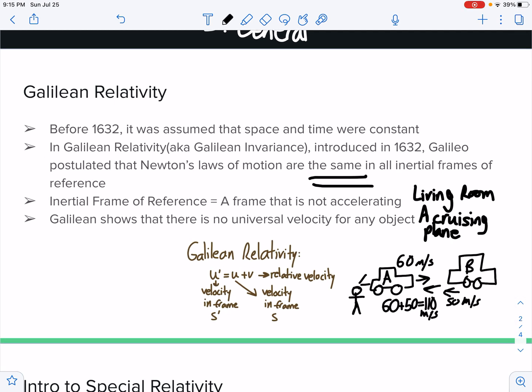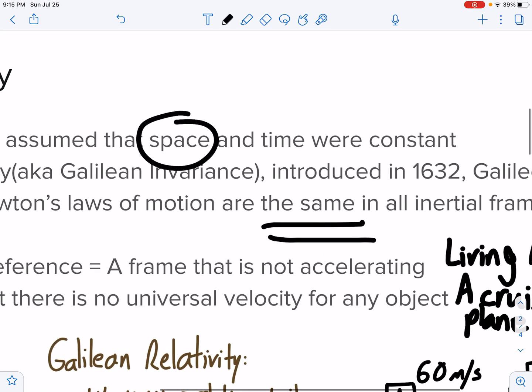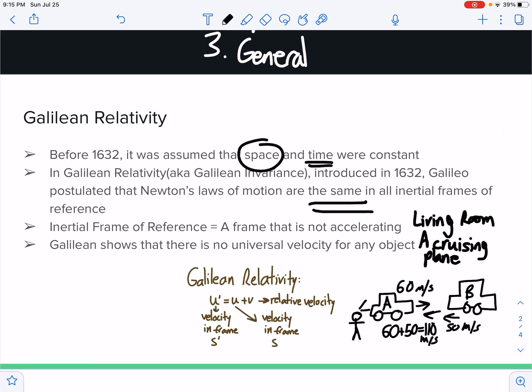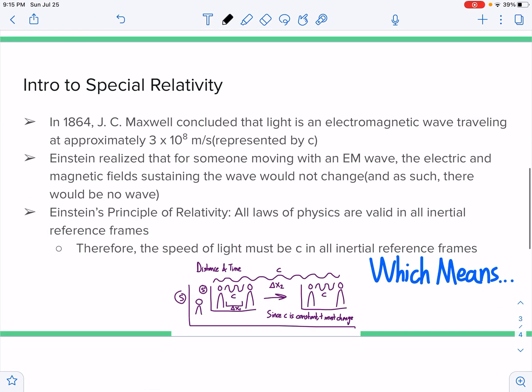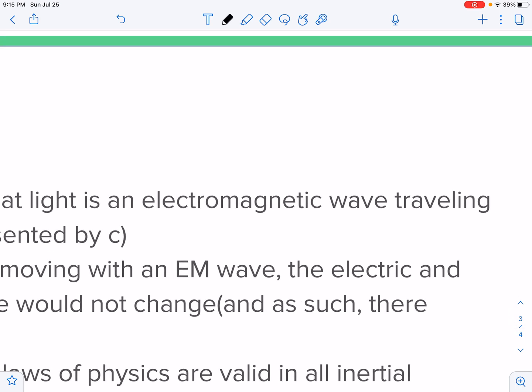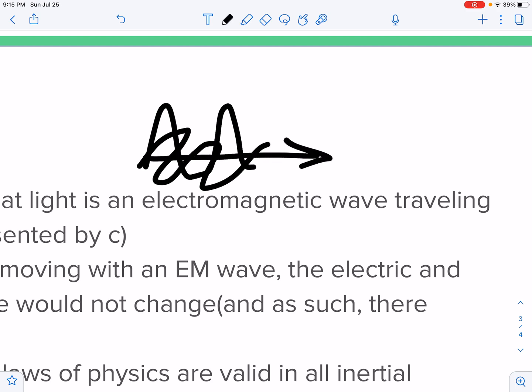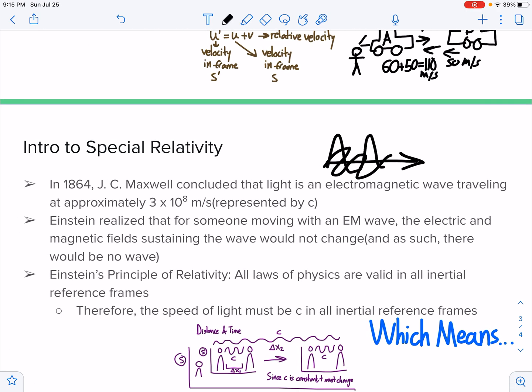So now we have established that space is not constant, but still time seems to be constant. However, now let's skip forward a couple of centuries and go to James Clerk Maxwell, an English physicist. In 1864, J.C. Maxwell concluded that light is an electromagnetic wave, which is basically a wave propagated by electric and magnetic fields that go in a perpendicular direction to both.